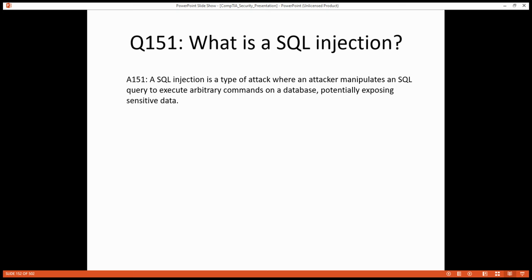Q151. What is a SQL injection? A151. A SQL injection is a type of attack where an attacker manipulates an SQL query to execute arbitrary commands on a database, potentially exposing sensitive data.